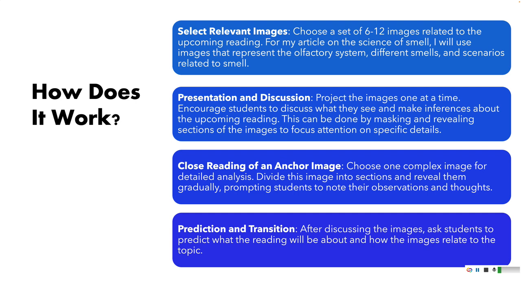Close reading of an image. Choose one complex image for detailed analysis. Divide the image into sections and reveal them gradually, prompting students to note their observations and thoughts. Prediction and transition: after discussing the image, ask students to predict what the reading will be about and how the image relates to the topic.